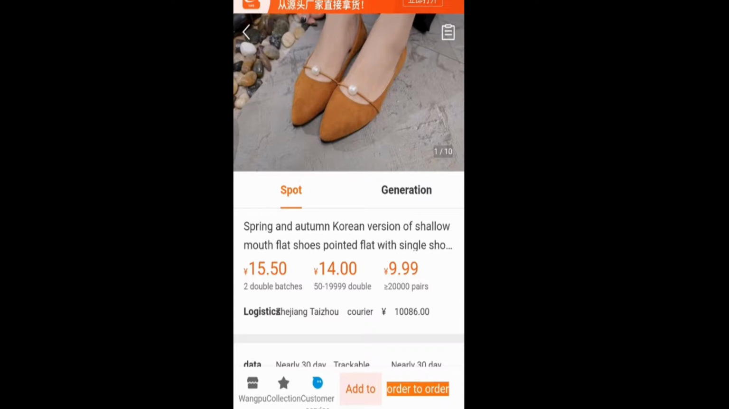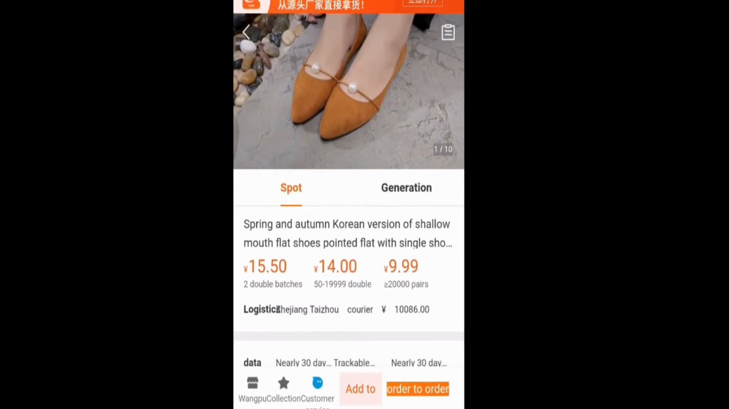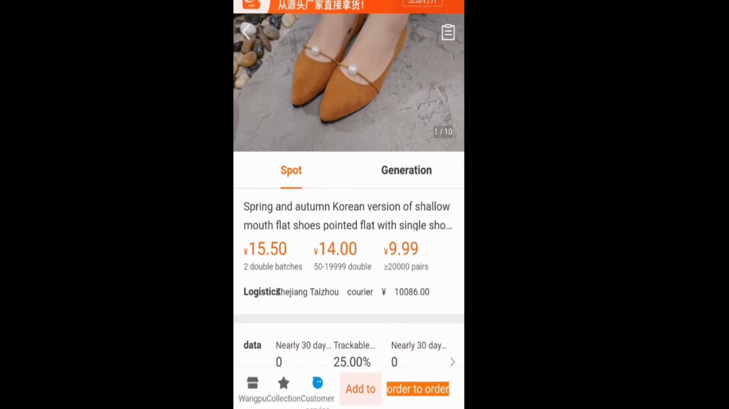Now, the ranges in price, let me interpret this for those that don't know. What this is telling you is that from 2 pairs to 49 pairs, it is going to cost you 15.5 yuan. Then from 50 pairs to 19,999, it's going to cost you 14 yuan, and then from 20,000 and above it is going to cost you 9.9 yuan. Now, I've heard stories, I've had issues where people want to place an order for, let's say, 2 pieces, and then they calculate using this price. No, you have to buy up to this quantity before you can calculate using this price.